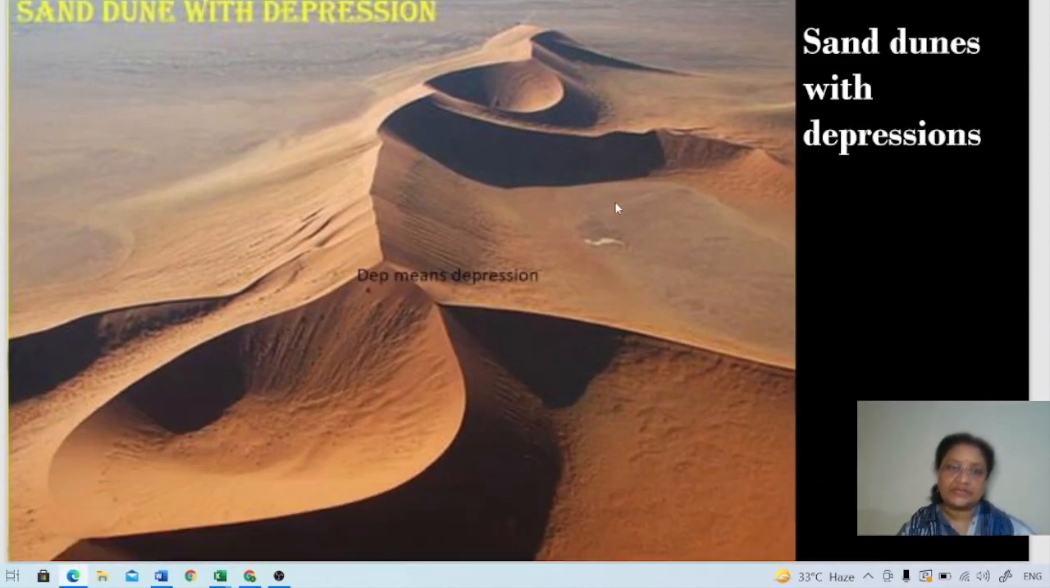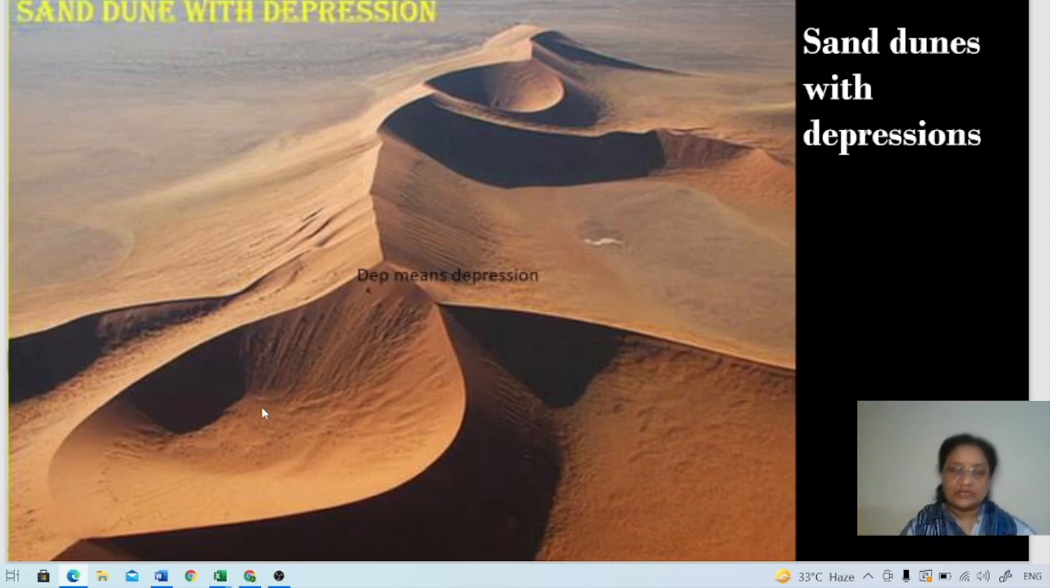One more thing is there, children. Generally in the topo sheets, wherever the sandy area is there, you will find at several places DEP written. It means depression area. How is the depression area? Suppose in between the sand dunes, you can see this picture. It will be very clear to you all. These low-lying areas in between the sand dunes are called depressions.